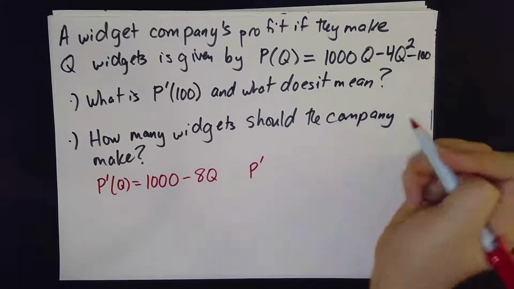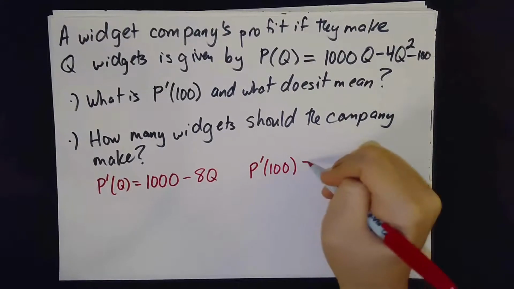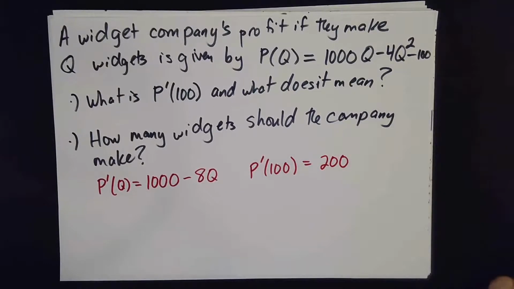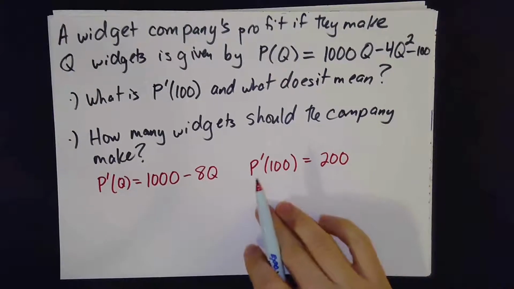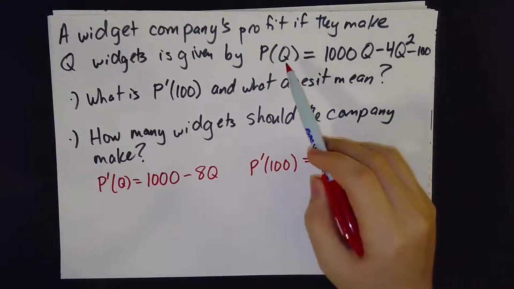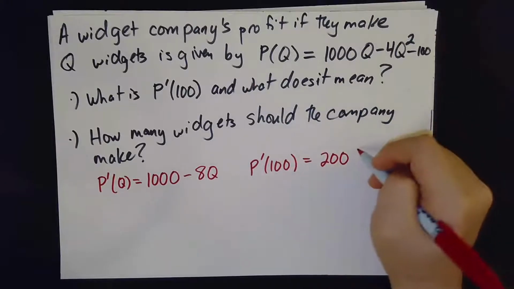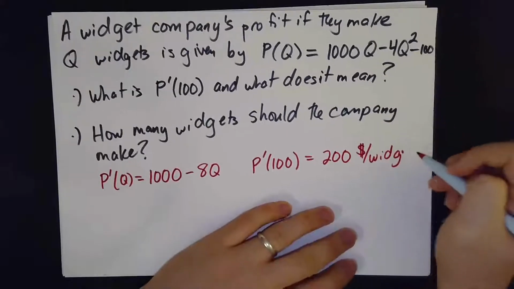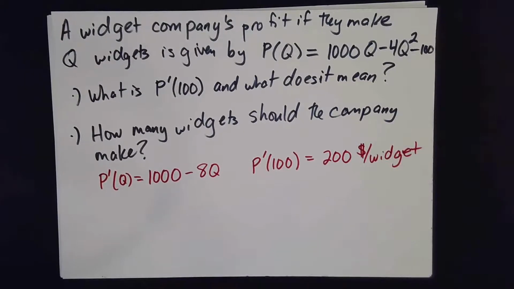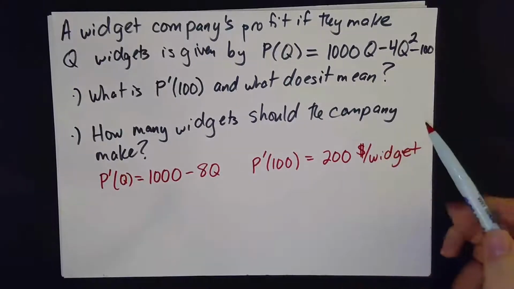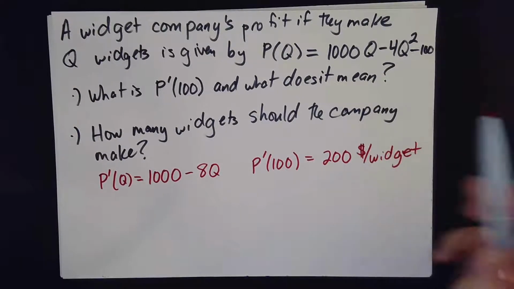So p prime of 100 is then going to be 200. And note the units of this function. The input is in widgets, and the output is in dollars. So this is dollars per widget. And so what does this mean? This means that the 100th widget we sell is really getting us $200 of extra profit.